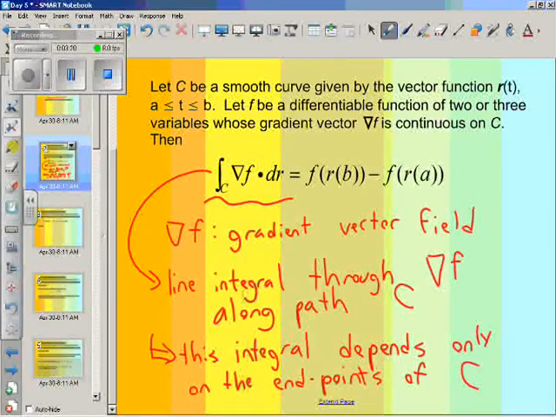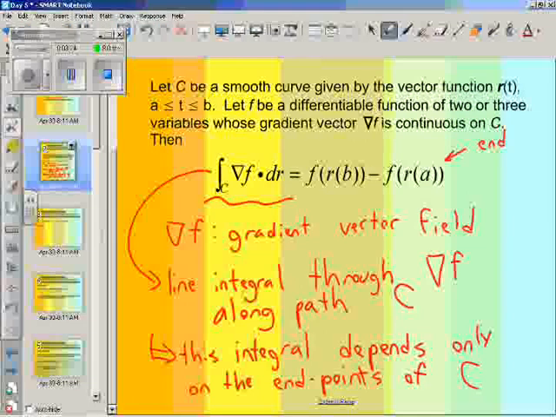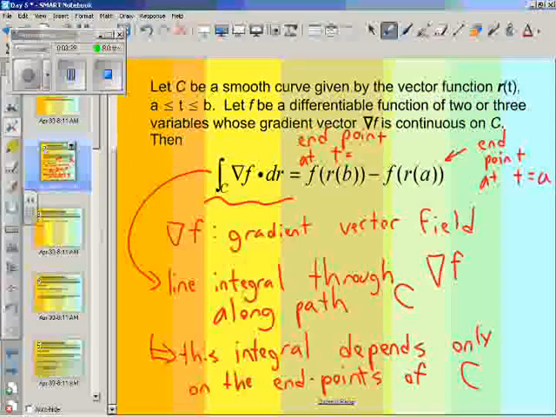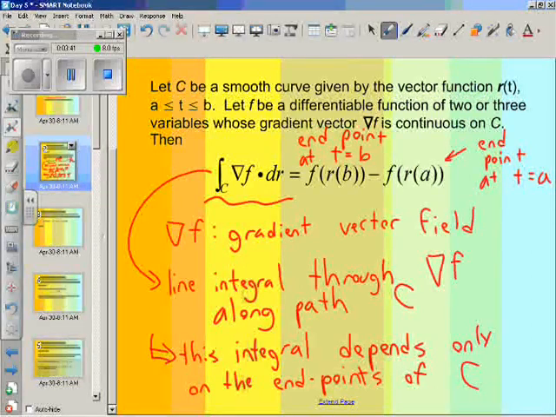Notice, this is the endpoint at A, and this is the endpoint at B. So this line integral only depends on the endpoints. That whole path in the middle doesn't really matter at all.